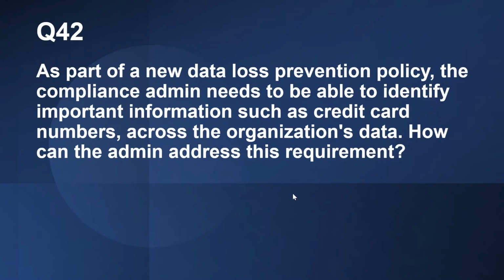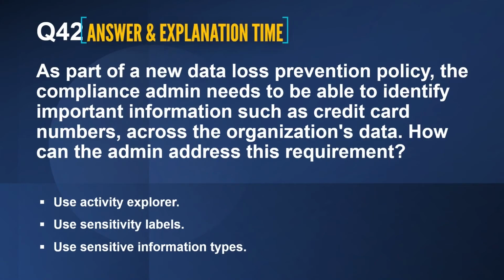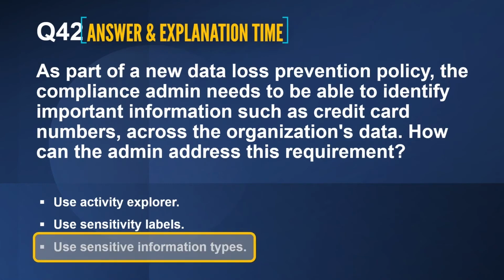Question number 42. As part of a new data loss prevention policy, the compliance admin needs to be able to identify important information such as credit card numbers across the organization's data. How can the admin address this requirement? The options are use Activity Explorer, use sensitivity labels, use sensitive information types. The correct answer is use sensitive information types. Microsoft provides built-in sensitive information types that you can use to identify data such as credit card numbers.